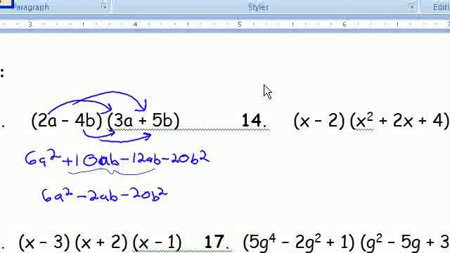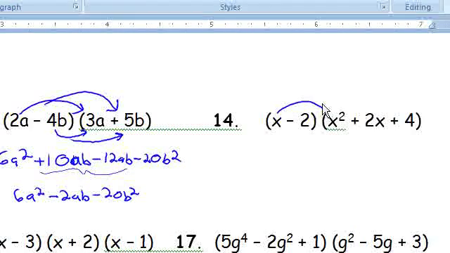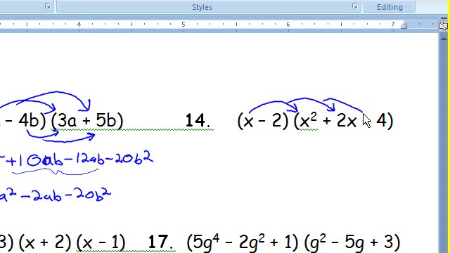Let's FOIL this. First we will distribute. We'll take this x and multiply it times all of these terms right here. X times x squared is x cubed. X times 2x is 2x squared. X times 4 is 4x. Negative 2 times x squared is minus 2x squared. Negative 2 times positive 2x is negative 4x. Negative 2 times 4 is negative 8.